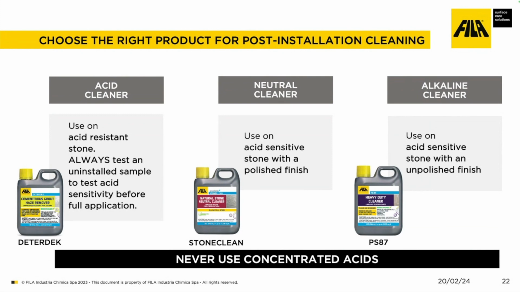Now, the alkaline cleaner on the right, it can be used on acid-sensitive stone, but with an unpolished finish. So typical example, an unpolished or matte finish marble or a matte finish travertine. So there we can use a cleaner that is slightly more aggressive than the neutral. On the pH scale, it is 12 point something. So a little bit more aggressive, as long as the finish is not polished.